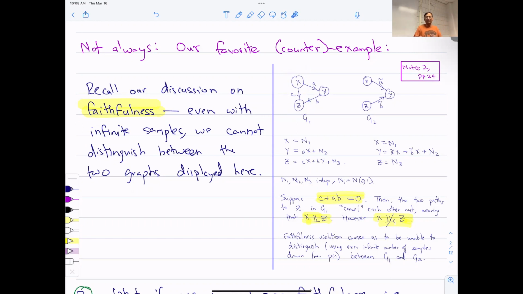We just play with variables. Look at the correlation of x and z. You'll get an equation for that when you compute the correlation coefficient. In that, there will be a term, the numerator of the form c plus ab. And if that is equal to 0, then the correlation coefficient is 0. And therefore, because they're jointly Gaussian, it also results in independence.